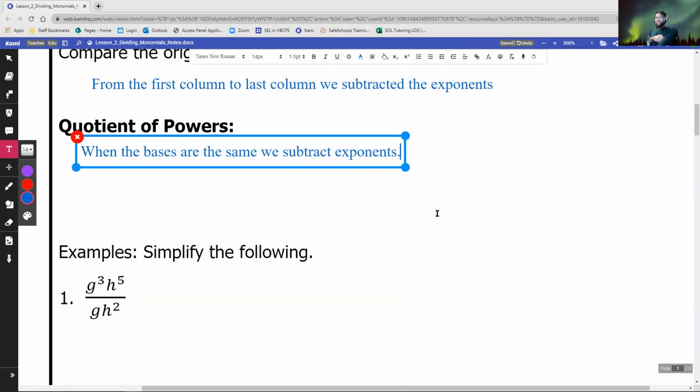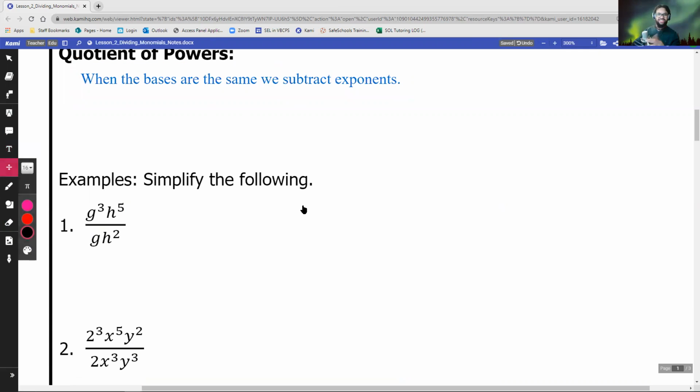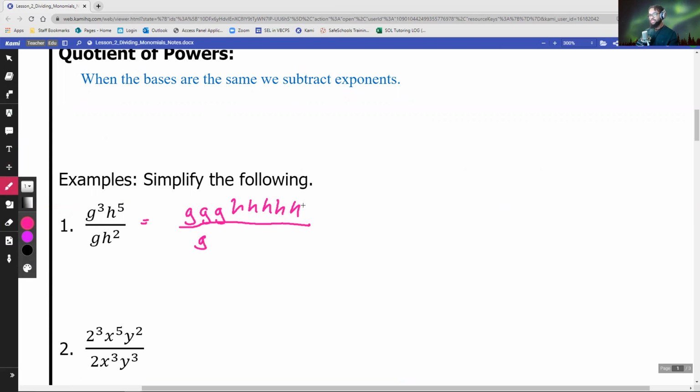All right, so first let's go ahead and simplify a couple of these examples. I'm going to do it in expanded form in one color, and then I'm going to do it using the quotient of powers rule in a different color. So with this first color, let's use pink. We've got g cubed times h to the fifth all over g times h squared. Now, if I write this out in my expanded form, that's going to be g times g times g times h times h times h times h times h all over g, since I only have one, times h times h.